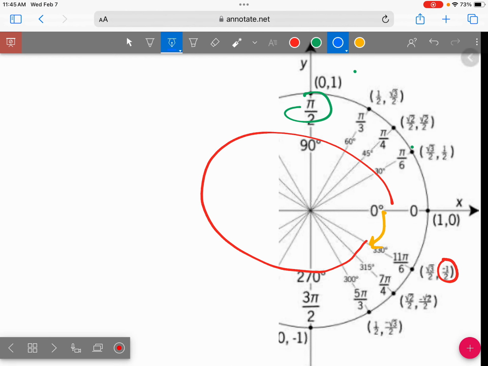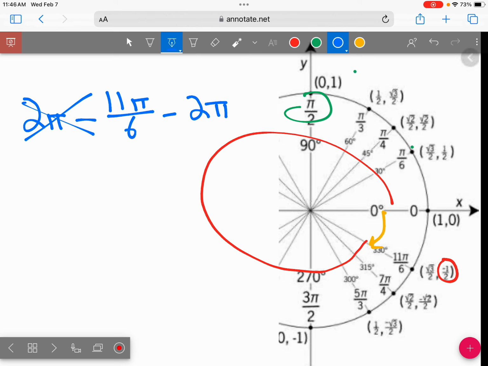Another way to think about it is whenever you're in quadrant 4 and you're trying to figure out your radian, it can be whichever radian you see, 2 pi minus whatever radian you see. Here the radian you saw was 11 pi over 6. Sorry, I have that flipped. It would be the radian you see minus 2 pi.